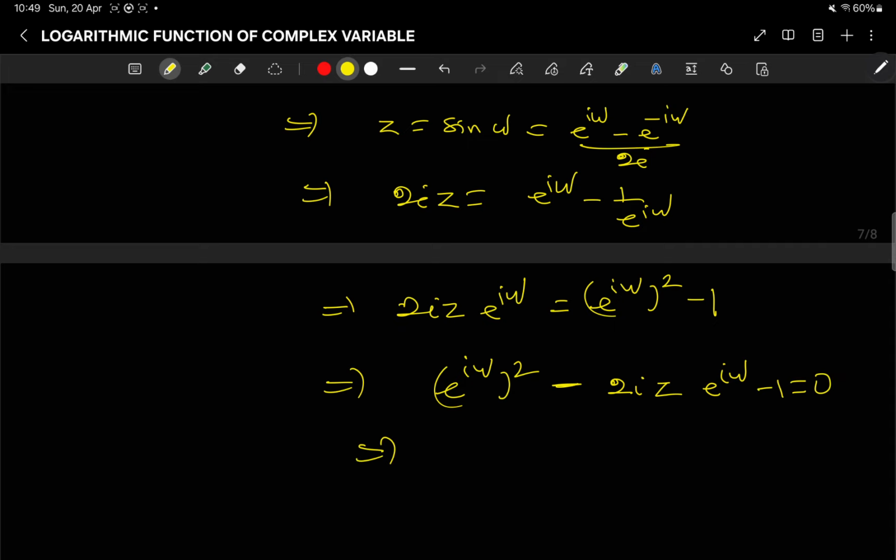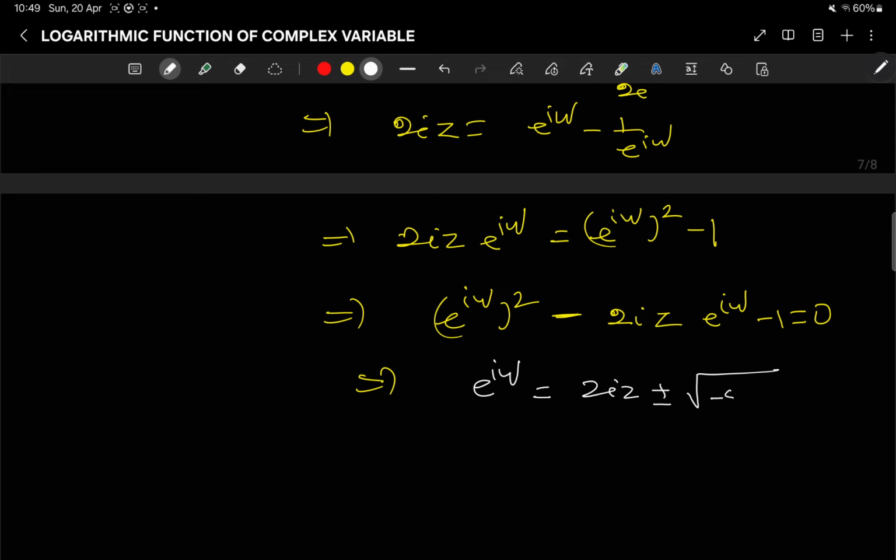So this implies e^(iw) is equal to minus b plus or minus root of b square minus 4ac by 2a. Here it is 2iz plus or minus root of minus 4z square plus 4, by 2. Okay, so this is equal to iz plus or minus root over 1 minus z square.